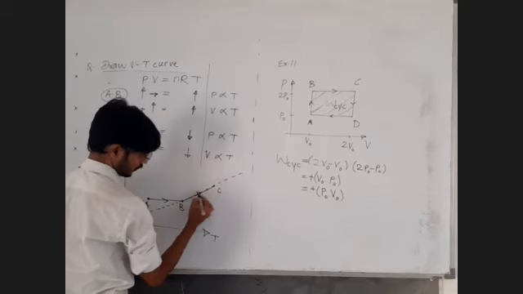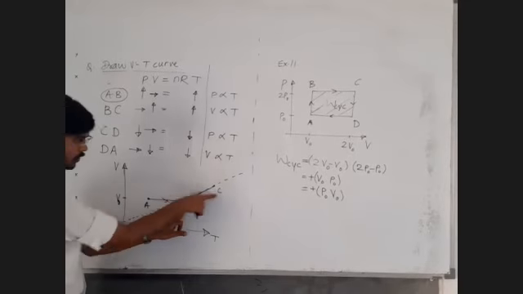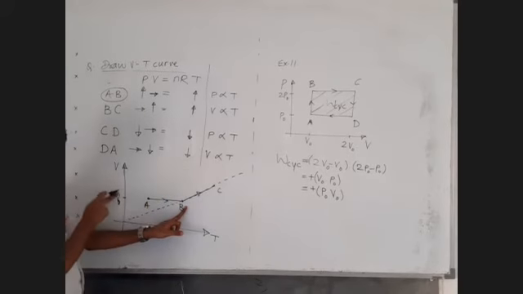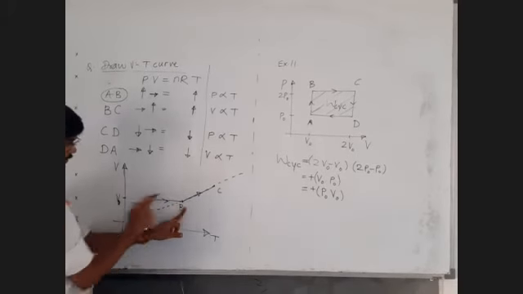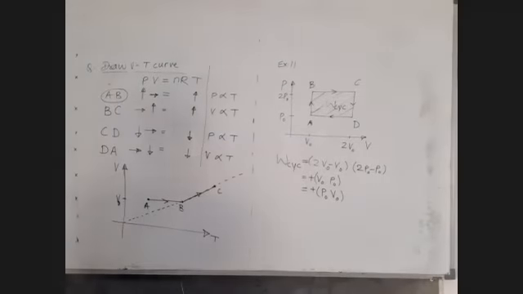This is B to C. Volume in B to C, what happens? Volume increasing, temperature increasing. Okay, you can have some point C here. Okay, sir, fine, no problem.